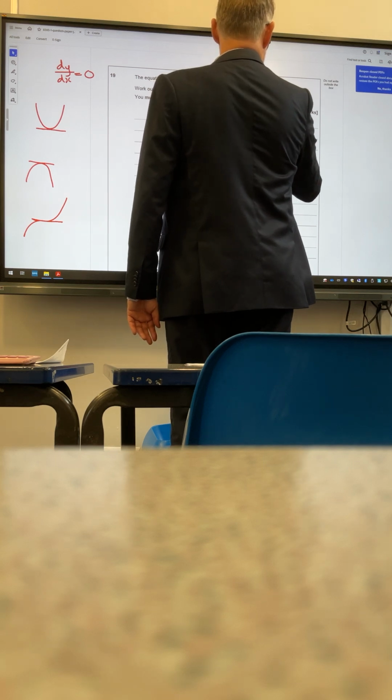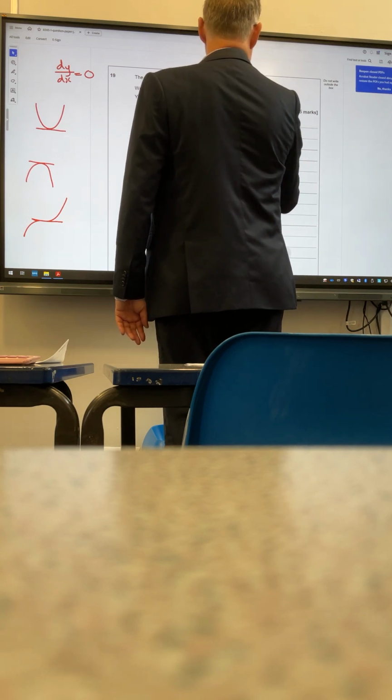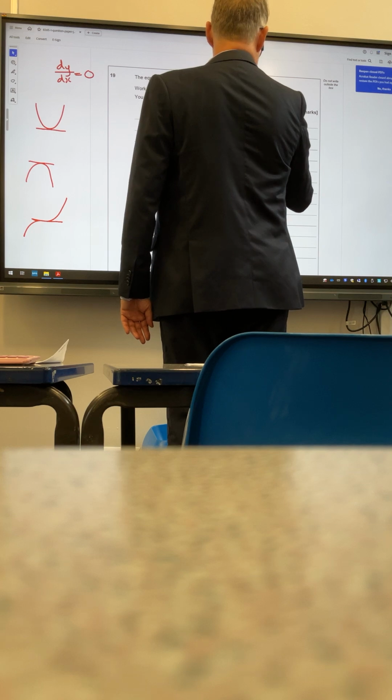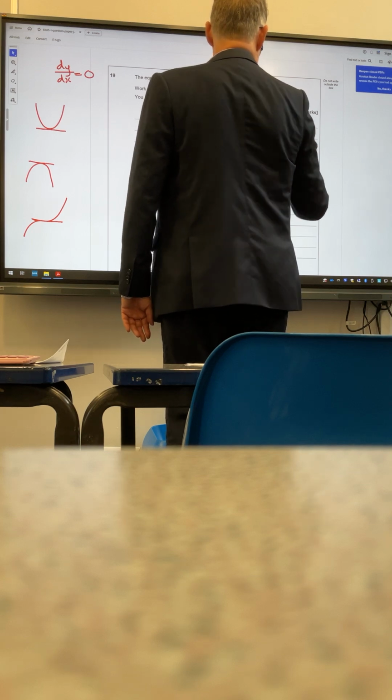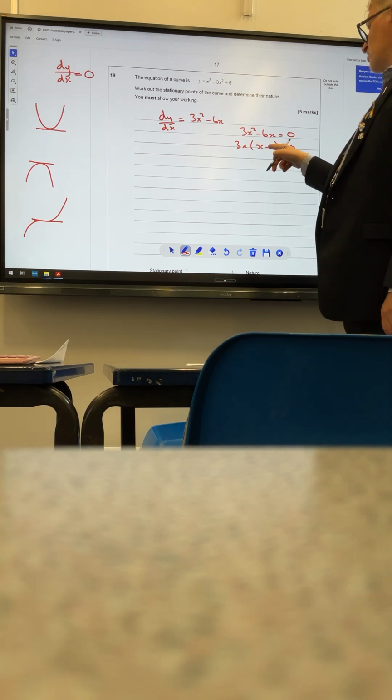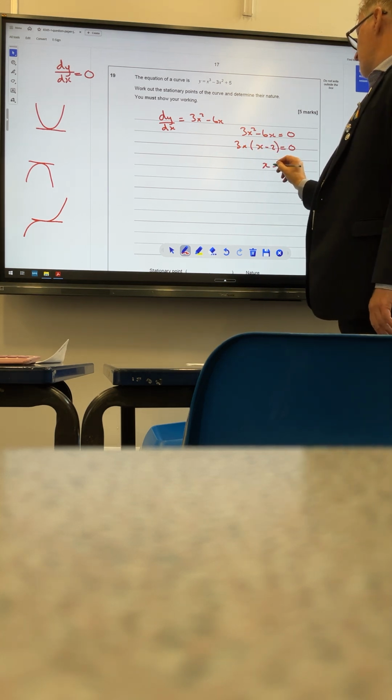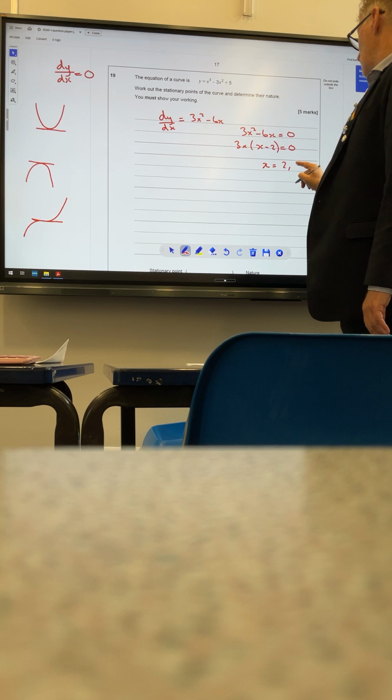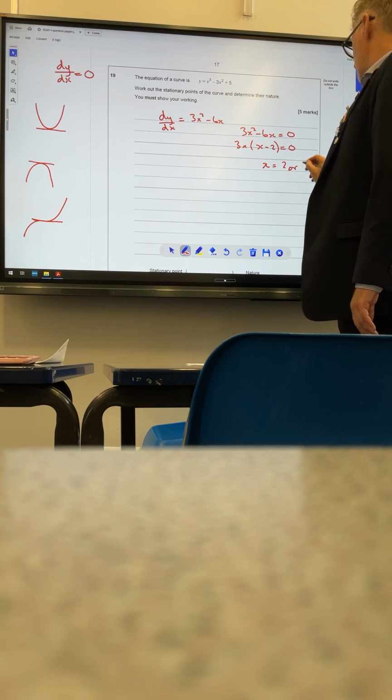Don't overcomplicate things, just take 3x out. Obviously as a factor, not dividing by 3x, because then you're going to lose one of your values. So doesn't x equal 2 or 0? Or 0. There you go. Happy with that? Right, they want the coordinates, so at this point should we just quickly work out the y?